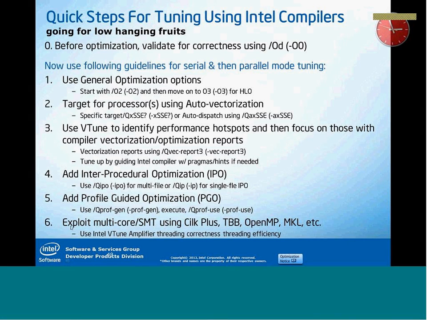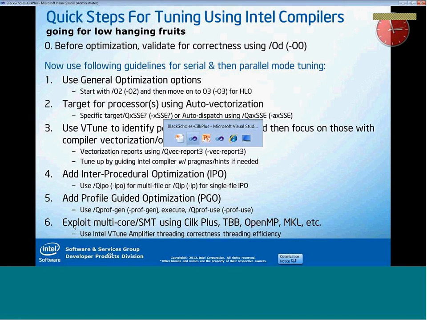Once you do that, you can also exploit further multi-core, parallel, simultaneous multi-threading using Cilk Plus, Cilk threads that I mentioned. You can use TBB, OpenMP, or any favorite threading abstractions to exploit multiple cores. And of course, you can use VTune Amplifier to find out what your threading efficiency is, what your threading correctness is, and that's also very easy to use.